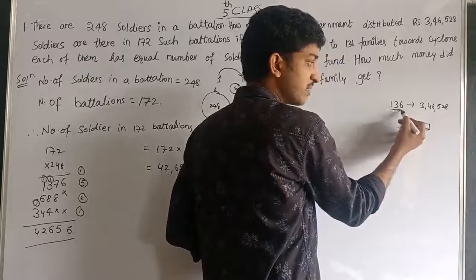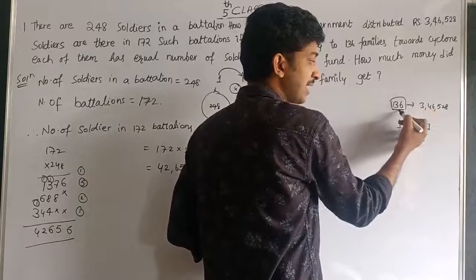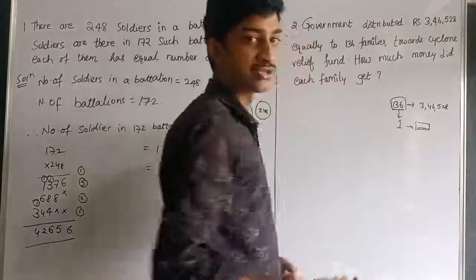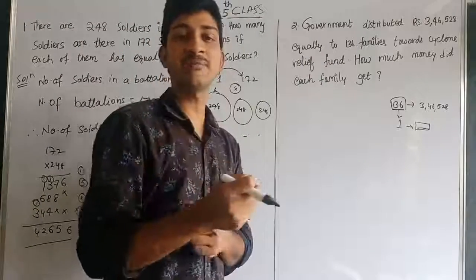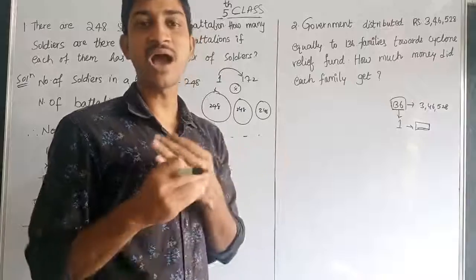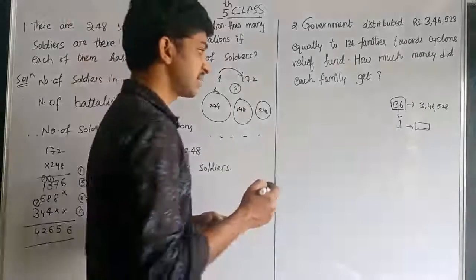So here he gave 136 families got 3,46,528 rupees. Now he is asking for one family how much amount. Means he gave a multiple number and he is asking for only one number. So here we have to divide. One to multiple means we have to multiply. Multiple to one means we have to divide. So see here.